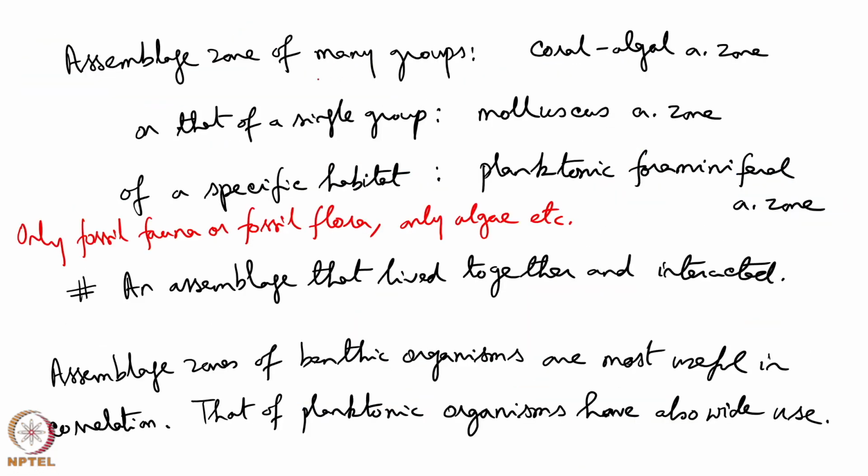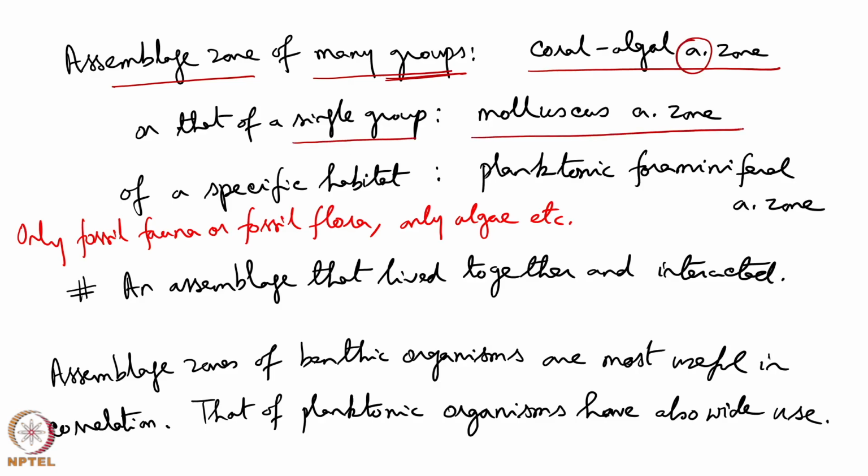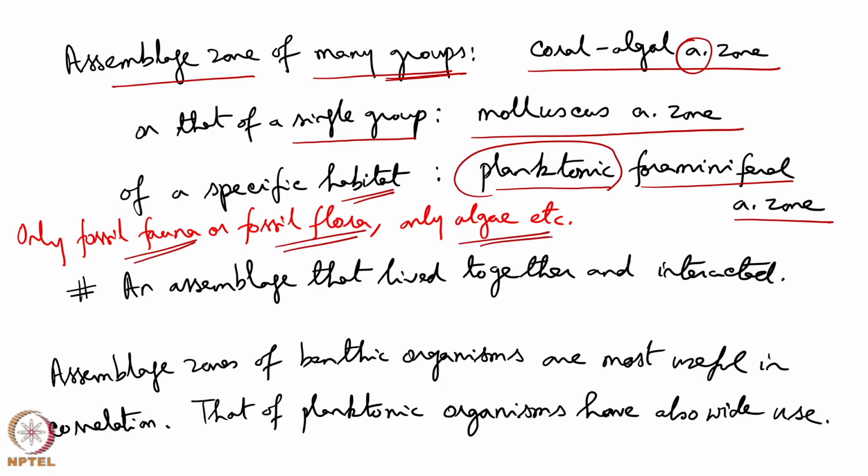Just to give an example, an assemblage zone where many groups are involved is the coral algal assemblage zone. A dot here means assemblage, or that of a single group, let us say molluscan assemblage zone, or of a specific habitat, we say planktonic foraminiferal assemblage zone. Planktonic indicates a specific habitat, and therefore, as per habitat this name is given. Or it can be only fossil fauna, or only fossil flora, or only algae, this way is also possible. An assemblage that lived together and interacted is considered.